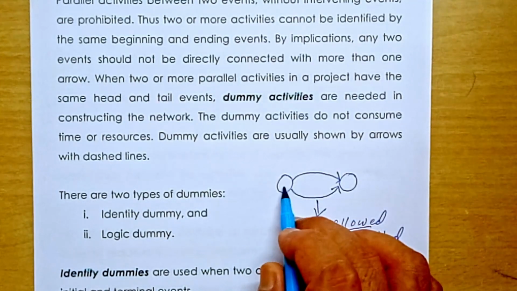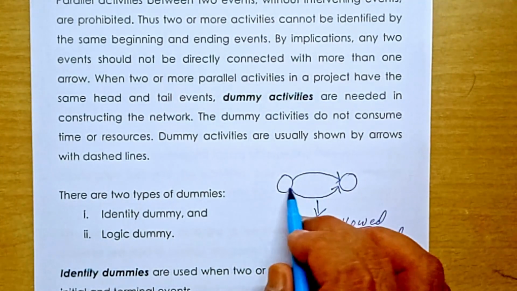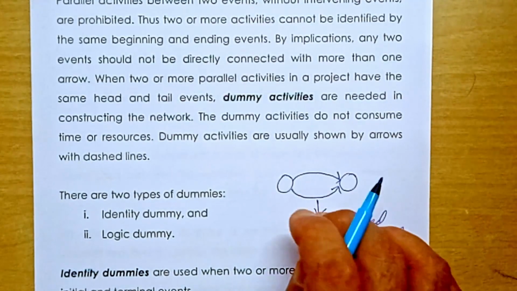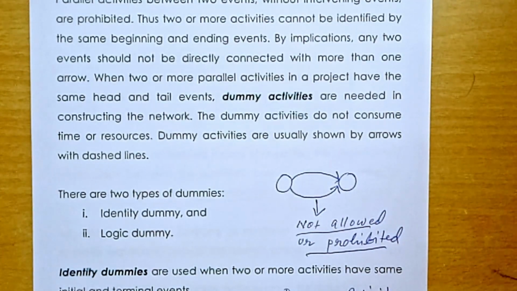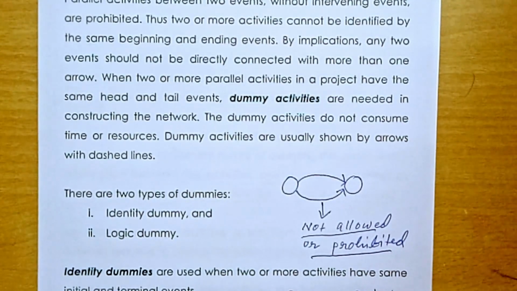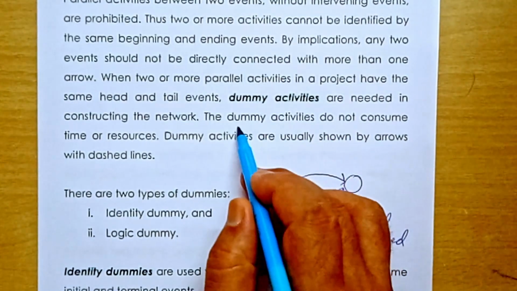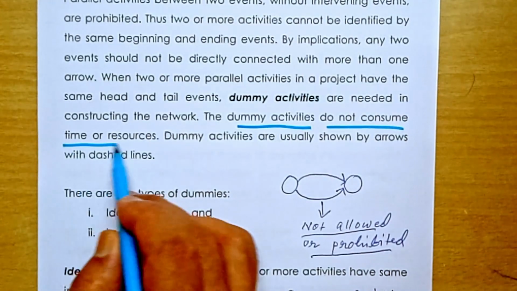You have understood, these are the events. This is one event, this is another event, and these are activities. So these two events cannot be connected by more than one arrow, more than one activity. Under such a situation, dummy activities are drawn and the help of dummy activities is taken. Dummy activities are needed in construction of a network. The dummy activities do not consume any time or resources.